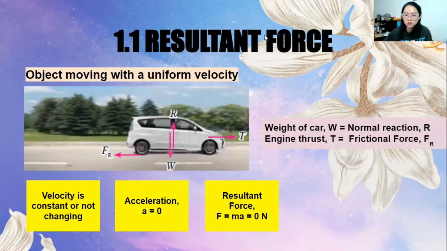So when there's no resultant force, the weight of the car, W, is equal to the normal reaction R, and the engine thrust T is equal to the frictional force. So that's the thing. Okay, understand one by one. When an object is moving at a uniform velocity, this is what you have.